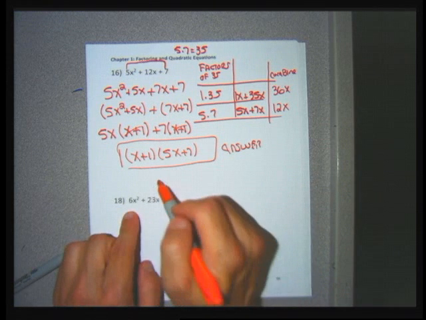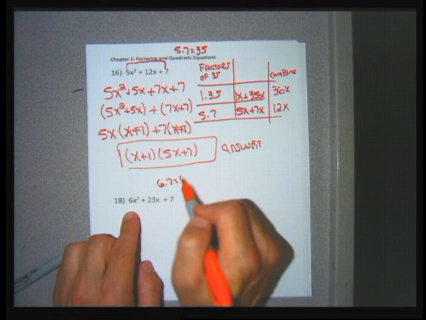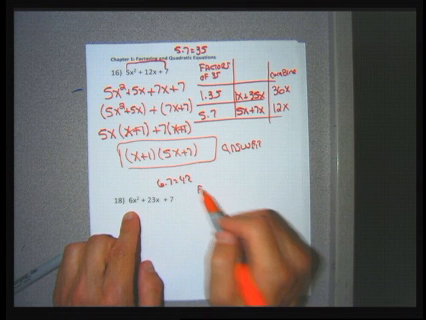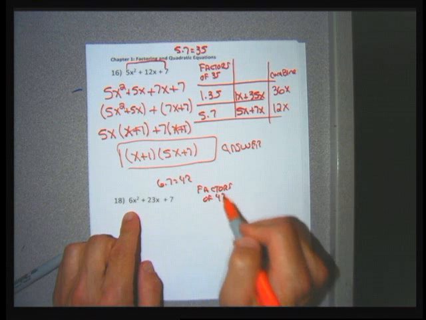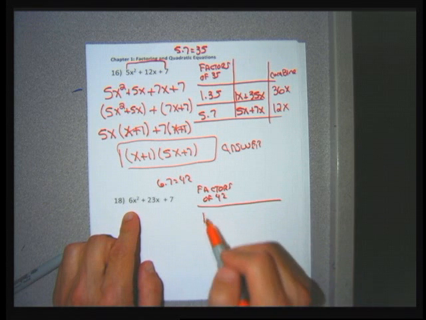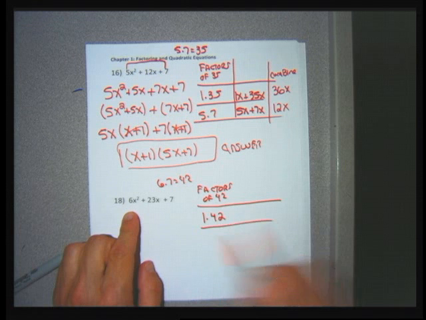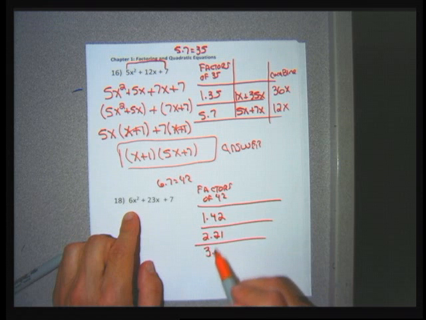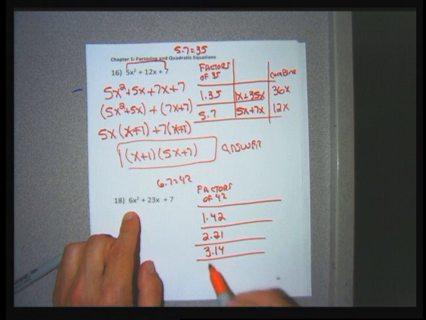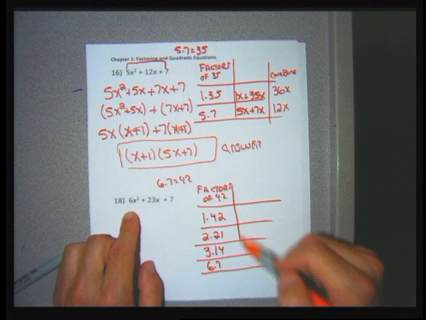18, I start off by multiplying the 6 and the 7 and get a 42. No negatives, so I don't have to worry about any signs. I'm going to do factors of 42, which are 1 and 42, 2 and 21, 3 and 14, 6 and 7. It doesn't matter if I don't know all the factors of 42 as long as I find the right ones.